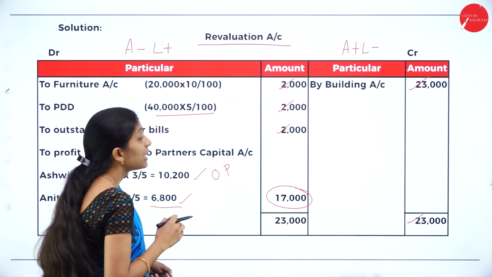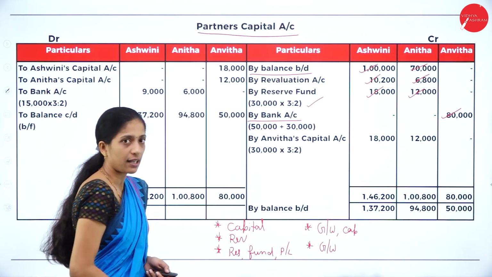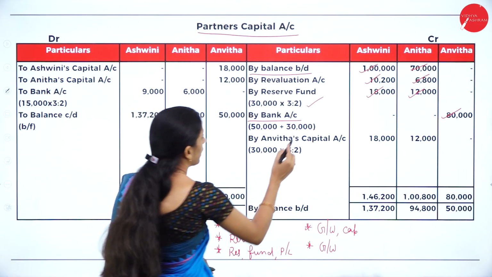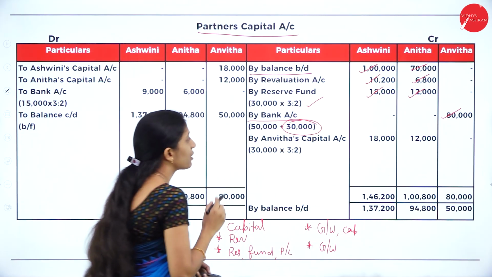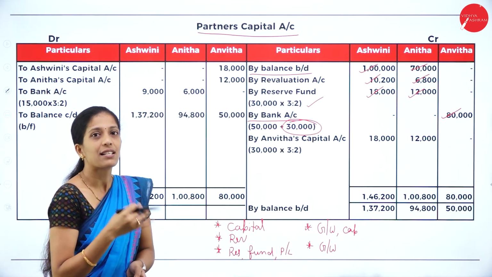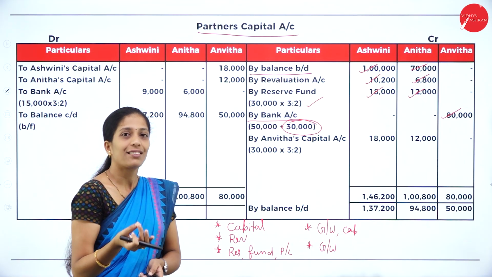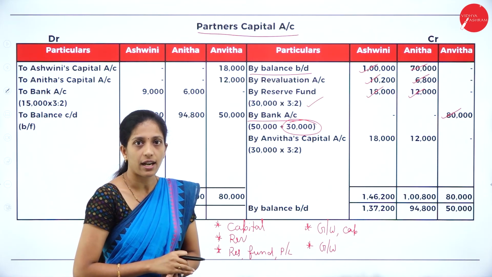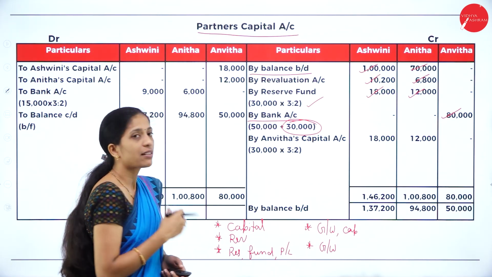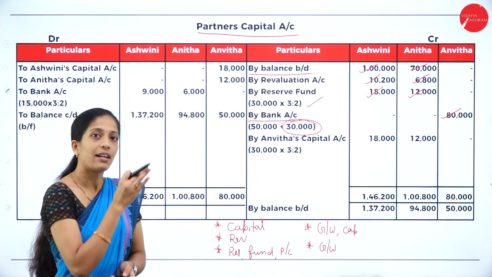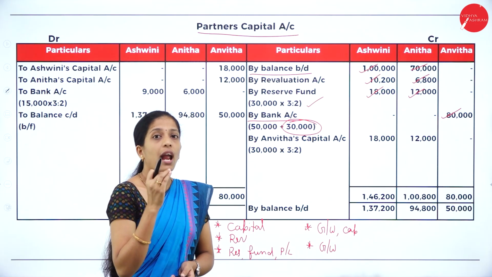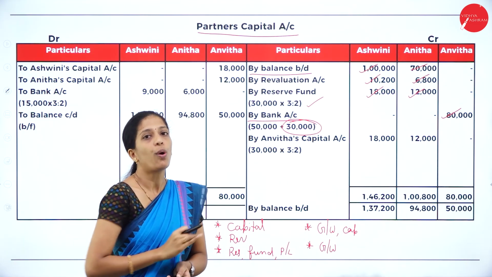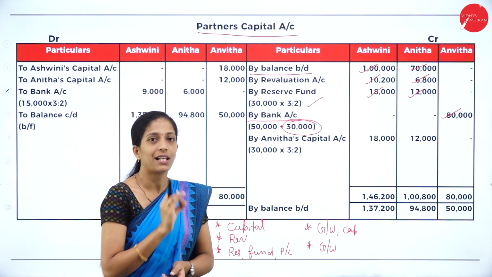Next step is what? Your treatment of goodwill. So how much goodwill is brought by the new partner? 30,000. Correct? So this 30,000 has to be distributed among the old partners in their sacrifice ratio. But in this problem, they have not given the sacrifice ratio. So the old ratio itself is treated as the sacrifice ratio. Now what is the entry for goodwill? Your entry under admission of a partner according to Accounting Standard 26 is new partner's capital account debit to old partner's capital account. So this will be the entry.